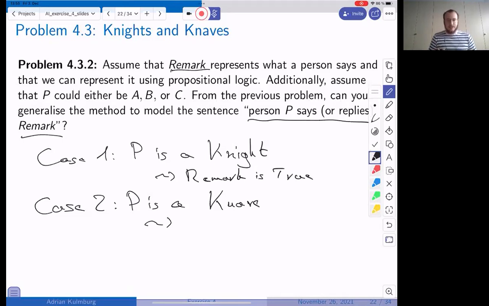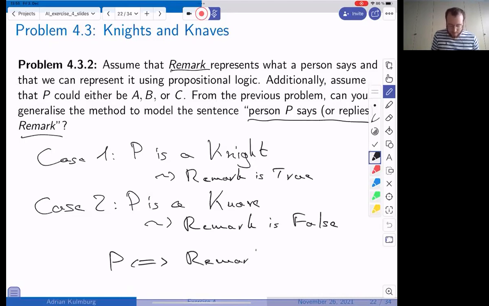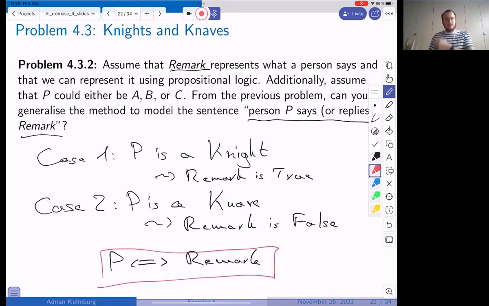And the same if P is a knave, then this means that just the remark is false. And so for exactly the same reason that we had before, this can just be formalized as P equivalent to remark. Right? So again, if P is true, meaning that if P is a knight, then remark is true. And if remark is true, then P is true as well. And yeah, same for wrong.